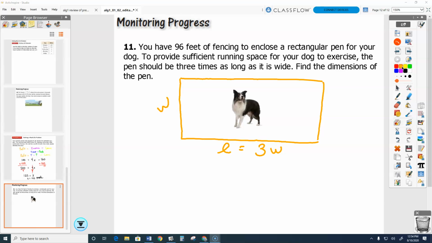Well, what else do we know? We know we have 96 feet of fencing, and because we're making a pen, that's going to go all the way around. When we're going all the way around, that's a perimeter problem. And to find the perimeter, we simply add all of the sides. So let's set up a formula where we have P for perimeter. Perimeter is going to be equal to all of the sides.